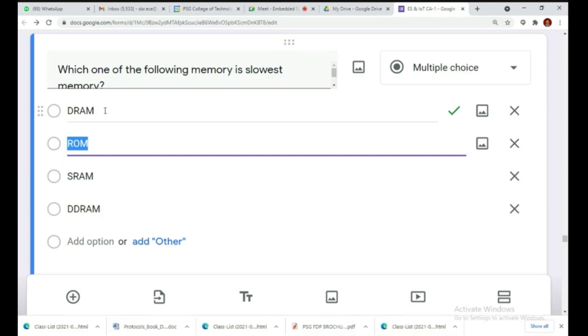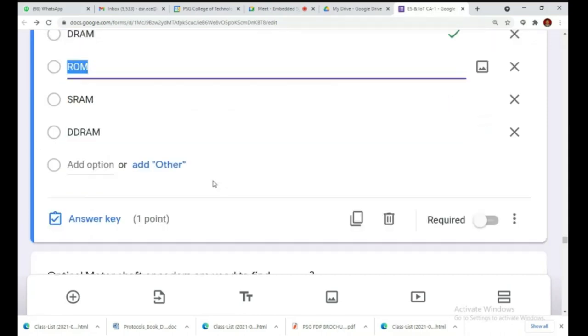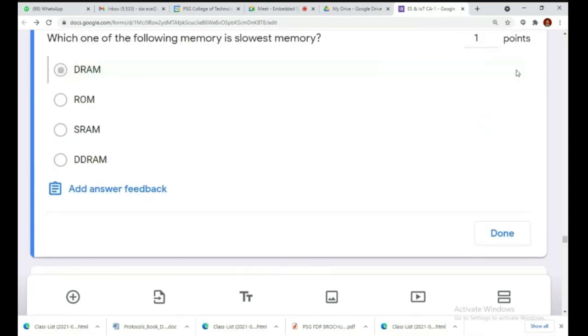When compared to DRAM, DDRAM is faster. When compared to DDRAM, SRAM is faster. So among all these four, ROM is the slowest. Okay, so the right answer is the second answer, but this is given as, let me correct myself. The right answer is read-only memory.